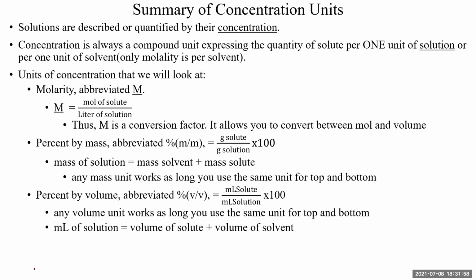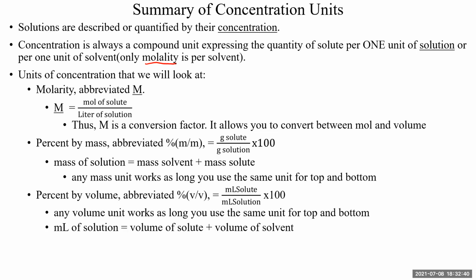Concentration is always a compound unit. It always involves expressing the quantity of solute per one unit of solution. Or sometimes, in only one example, we're going to have a concentration unit that is per unit of solvent. This is molality. Molality is the only unit that we're going to see that has solvent in its denominator instead of the solution. And we're not going to make too much use of molality outside of applying it to a very specific type of problem. So for the most part, we're not really going to trouble ourselves with the details of molality.